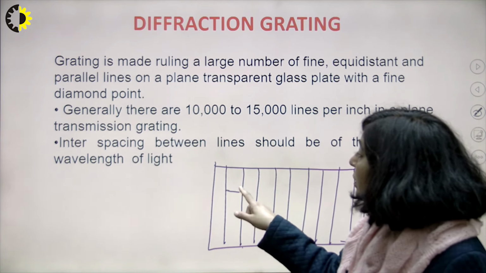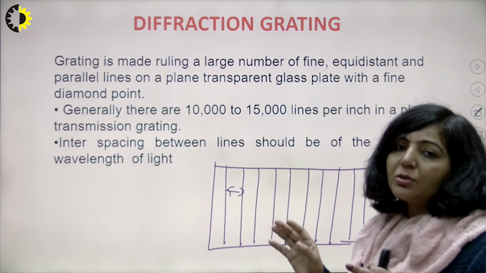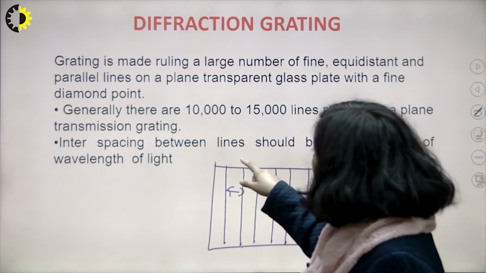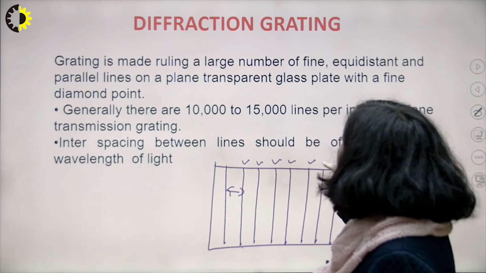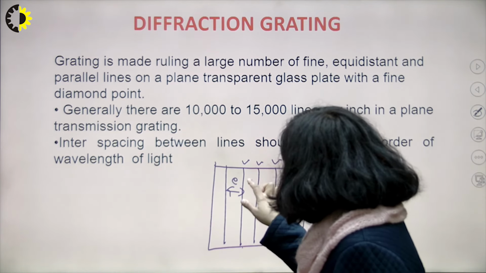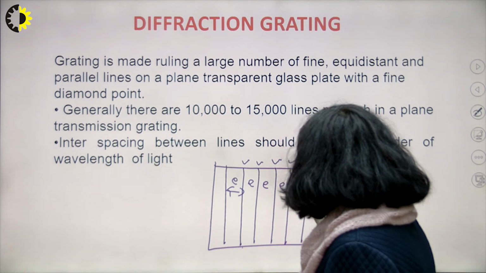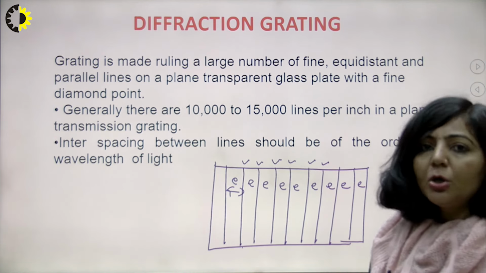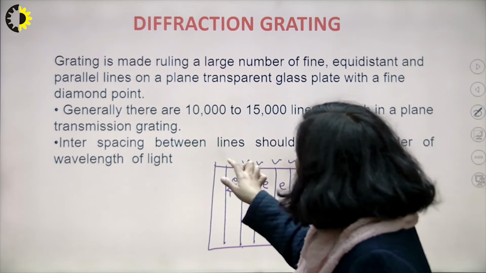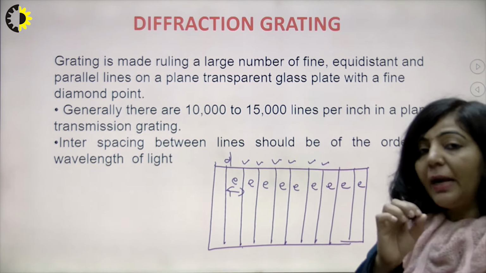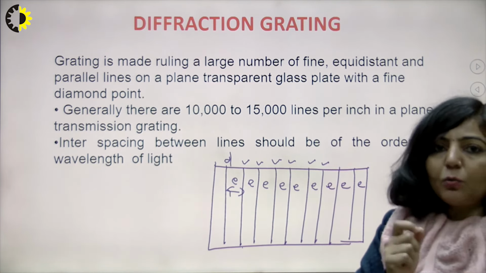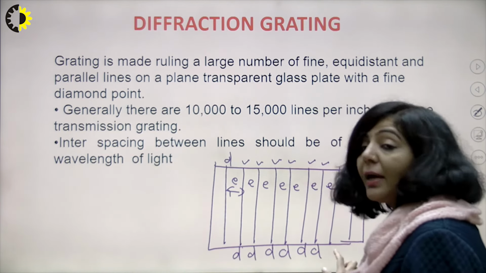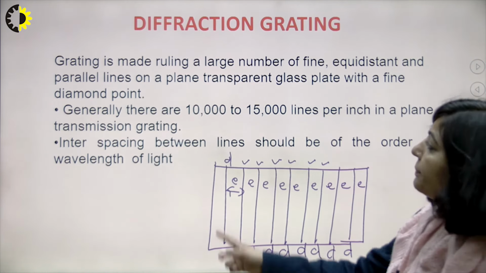Light will pass through the region that is in between these two lines, means this will be the transparent surface from where the light will pass, and this will be the opaque part from where the light is not going to pass. So I can say this is E, this one is E, this one is E. All these are your slits, means light is passing through these spaces. So I'm saying that this is your slit width, and the width of the line that is known as your spacing between the two successive slits. So this is your D, this is your D, this is your D, on the similar lines as we have discussed in case of double slit diffraction.